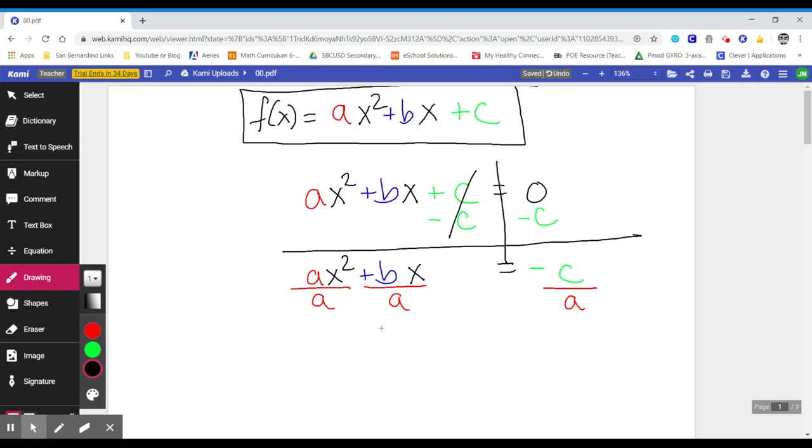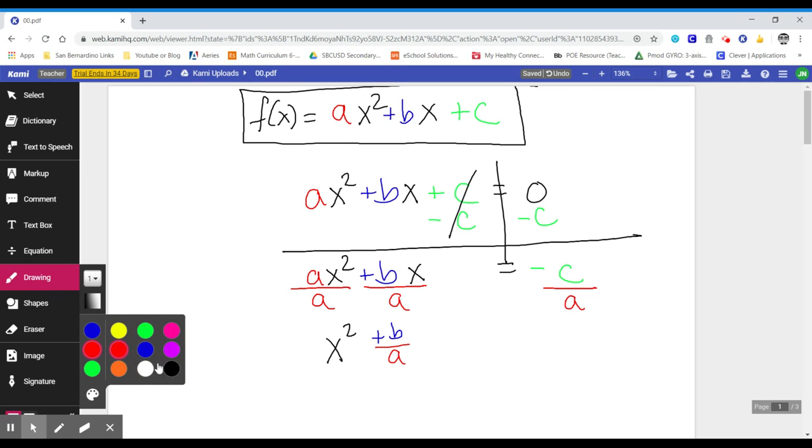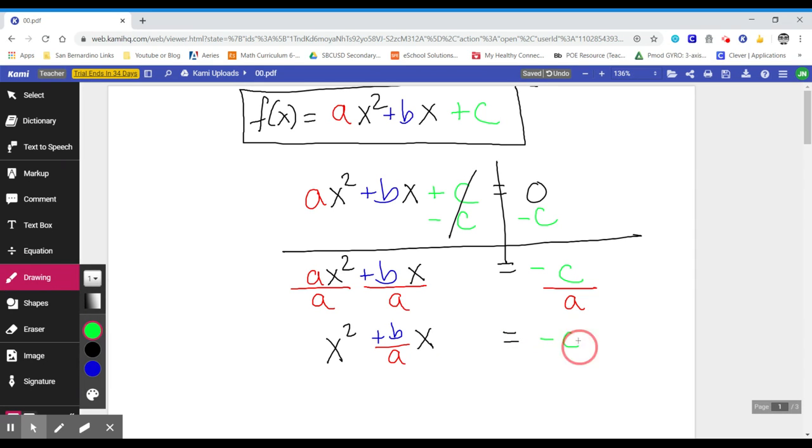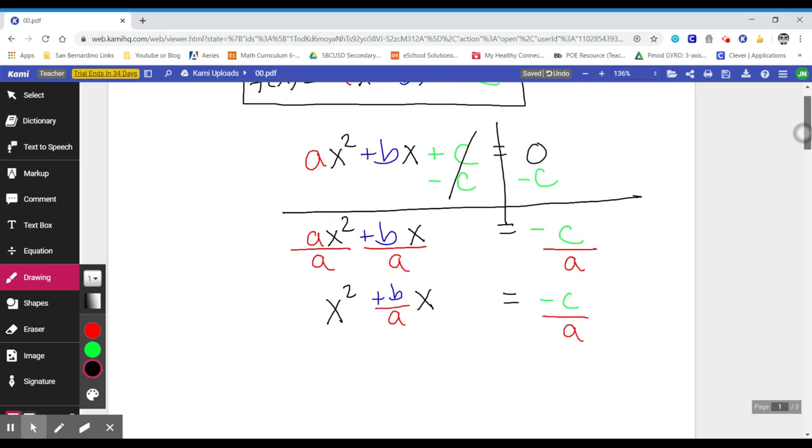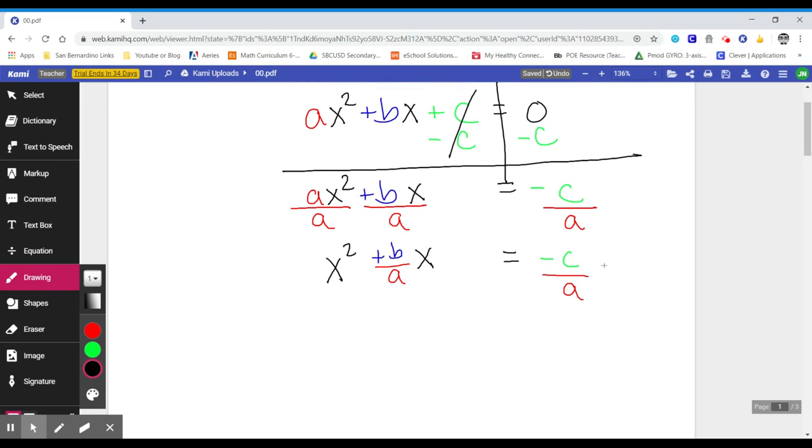So on the left-hand side, I have x squared, because this a divided by a turned into a 1. The middle term becomes b divided by a, so I'm going to put plus b over a. And then that had an x, so I'm going to put x in front of it. On the right-hand side, I just have the negative c over a. So I'm just going to copy that, negative c divided by a. So it looks complicated, and it will probably look more complicated as we go through, but it's just the same steps that we did for when we completed the square.